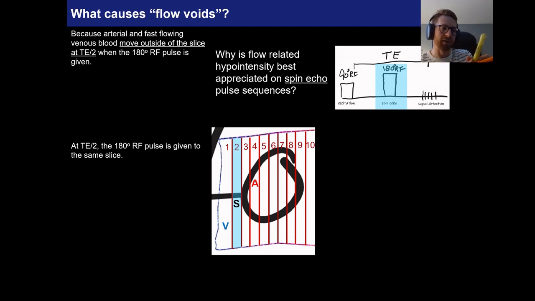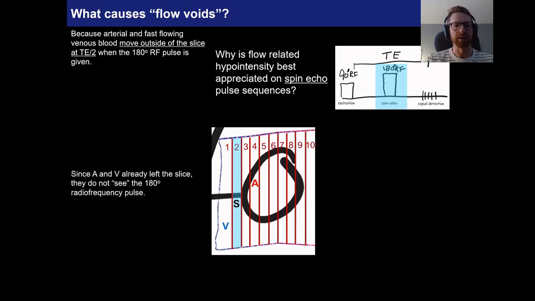So we flip the spins 180 degrees, right? And then the faster moving spin is going to catch up with the slower one. We're correcting T2 prime at TE. So that's the point of the 180 degree radio frequency pulse. At TE over 2, it generates that spin echo to correct T2 prime.